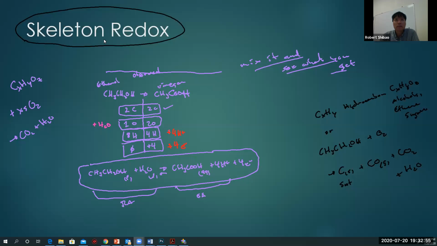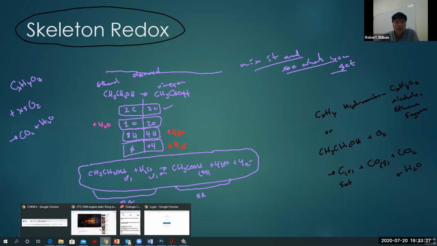We're talking about skeleton redox, and skeleton redox had different conditions can result in different products. And so when we look at ethanol, the oxidation of ethanol could occur very violently, like in a rocket engine. Let me just show you that. I'm going to try to compress 1 hour's worth into a short time here, but this is for those who are absent and who are watching the recording.